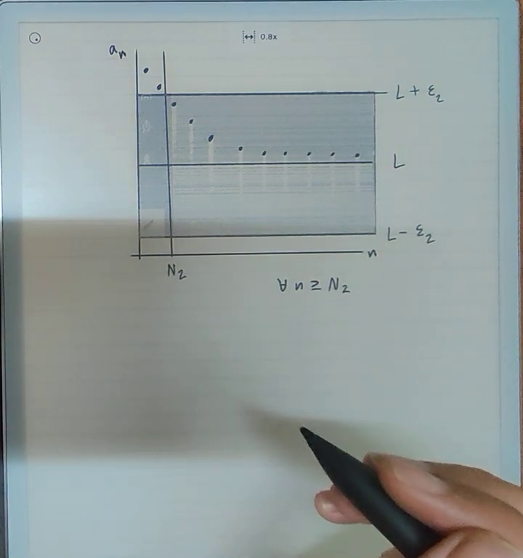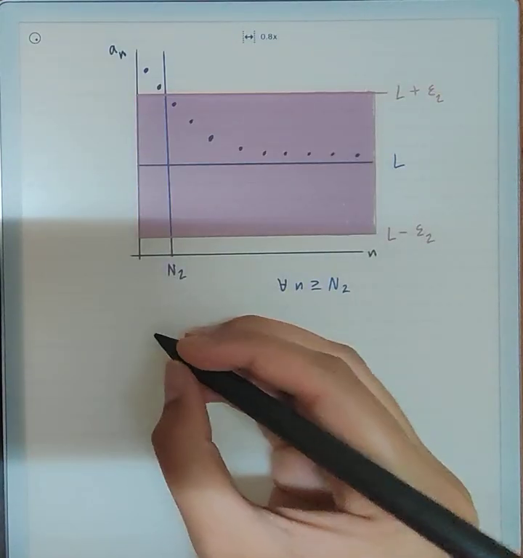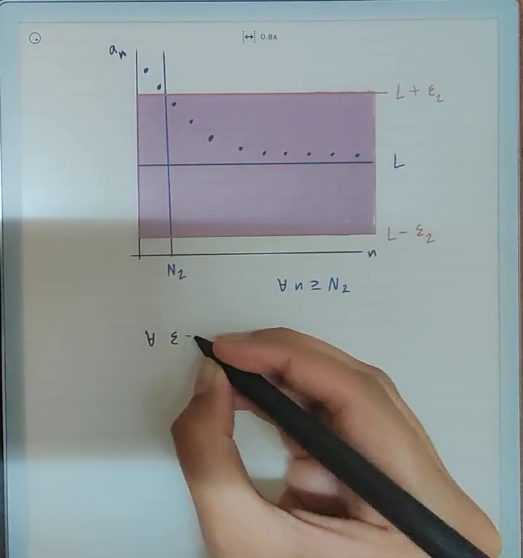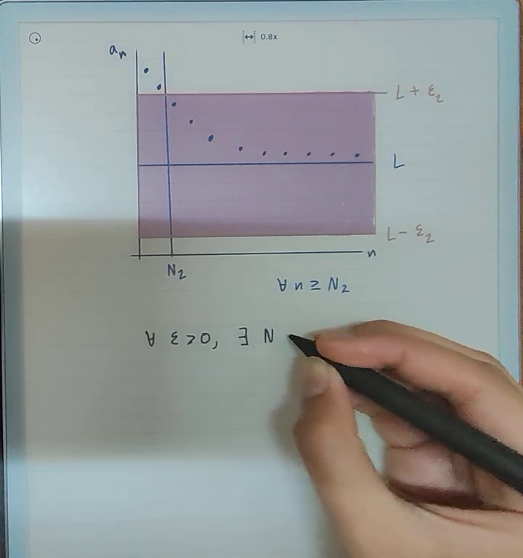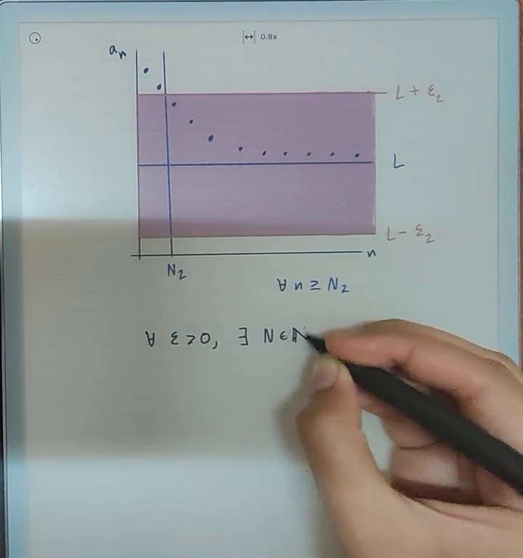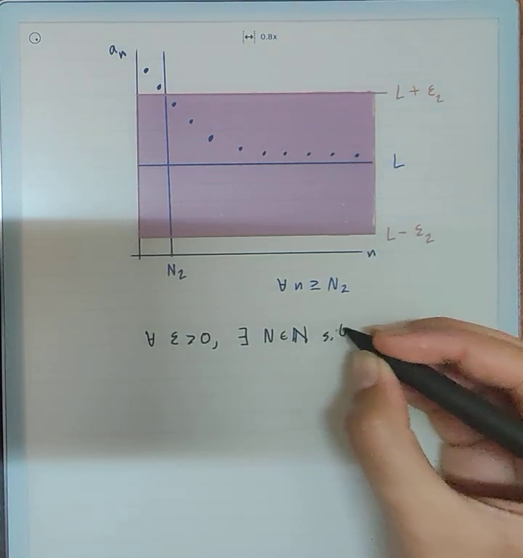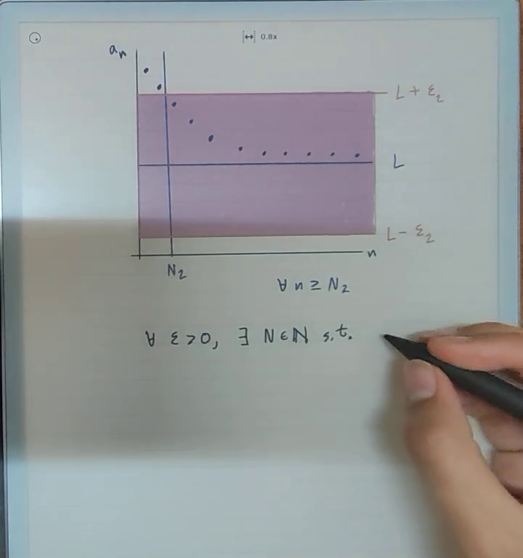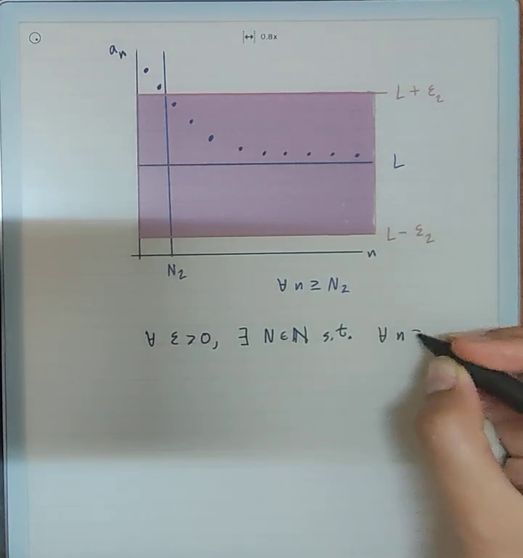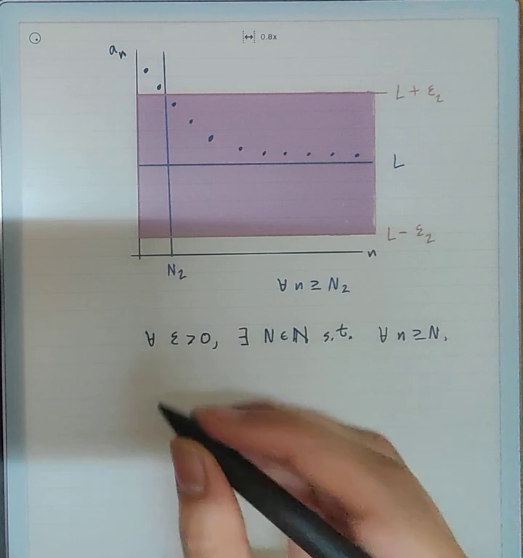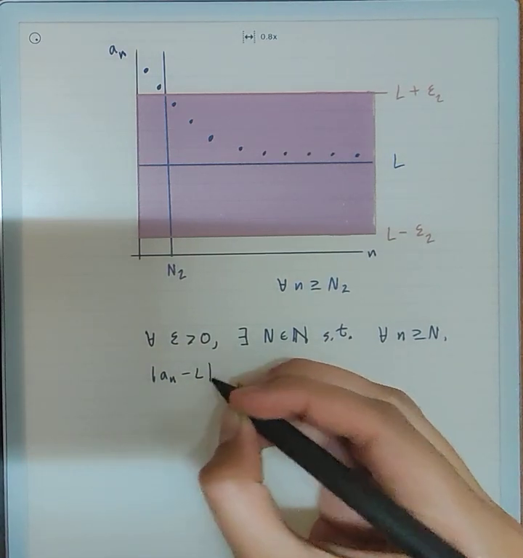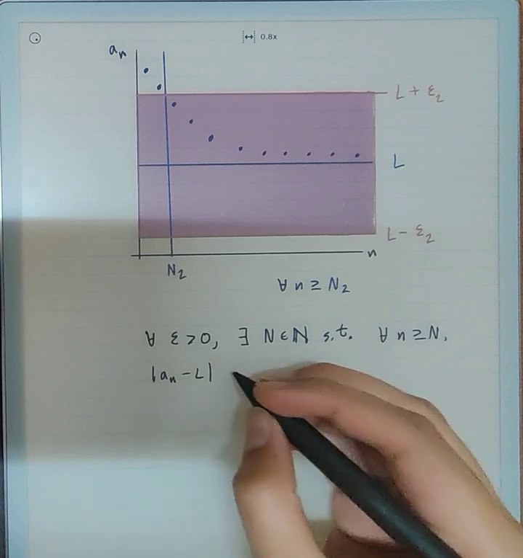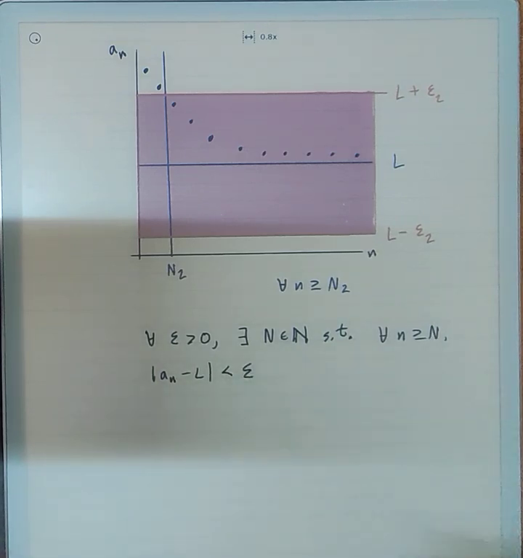So the formal definition of convergence is for all epsilon greater than 0, there exists some natural number N such that for all n greater than or equal to N, the absolute value of a_n minus L will be less than epsilon.